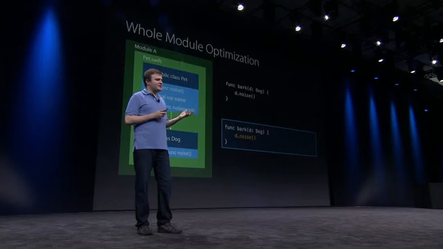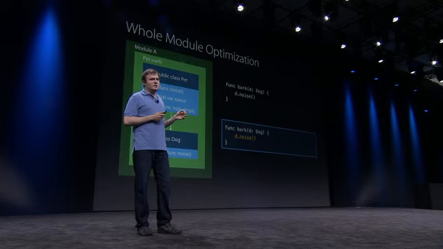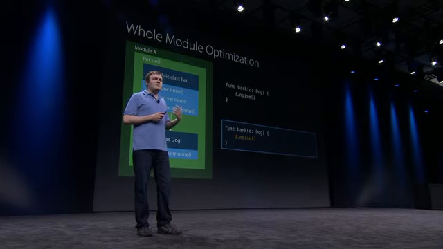The key thing to notice here is that all I needed to do was to turn on whole module optimization. I didn't need to change my code at all. By giving the compiler more information, by allowing the compiler to understand my class hierarchy with more information, I was able to get this optimization for free without any work on my part.